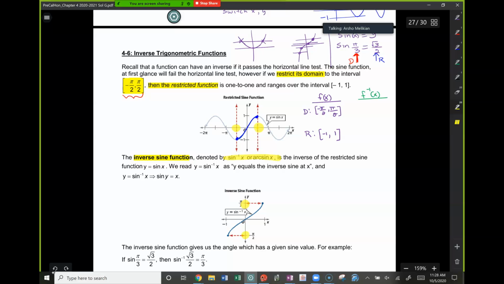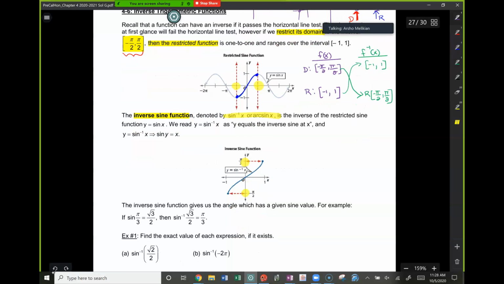They're on the y-axis. Now, we're not going to graph inverse sine functions here, but look at what we are going to do. If you go back up here, for inverse sine of x, the domain becomes the range. And the range becomes the domain. Okay, so what does that mean? What is inverse sine of x?